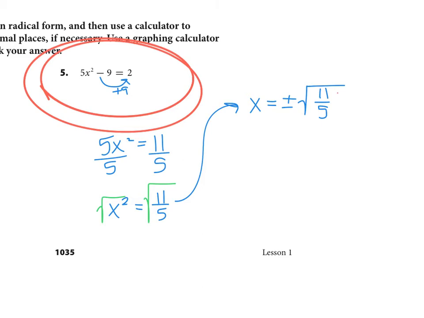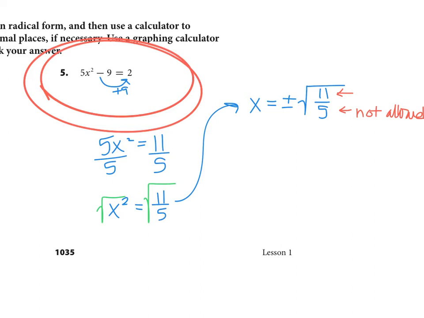The problem right now is that neither of these have perfect squares, right? There's no square root of 11. There's not even anything that goes into 11. Same for 5. But the biggest issue is that when you simplify radicals, you are not allowed to leave a square root on the bottom. So we have to do what's called rationalizing that. We have to fix that. So to fix that, this gets kind of crazy.